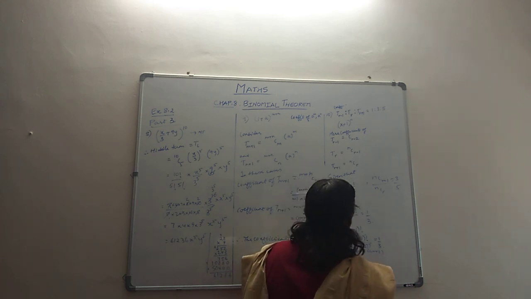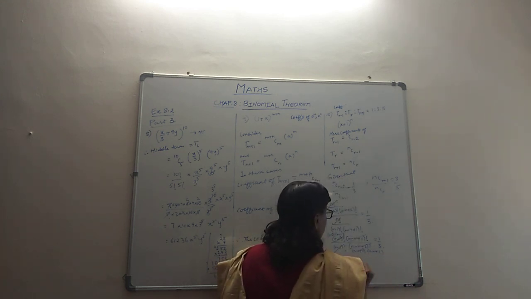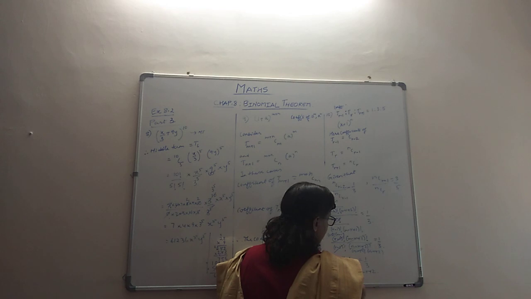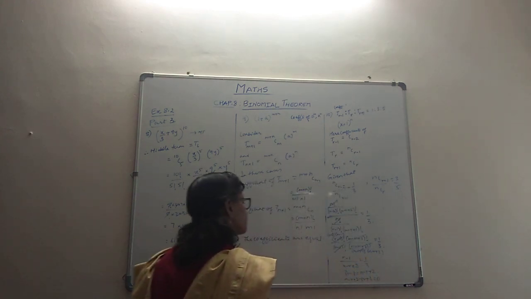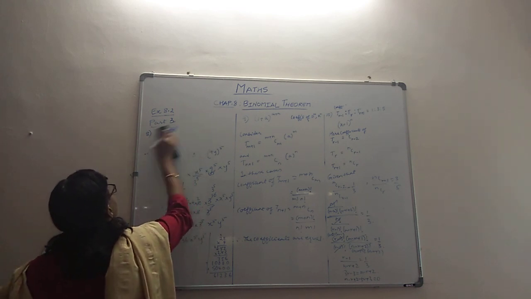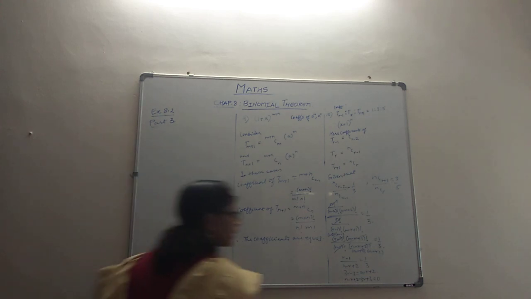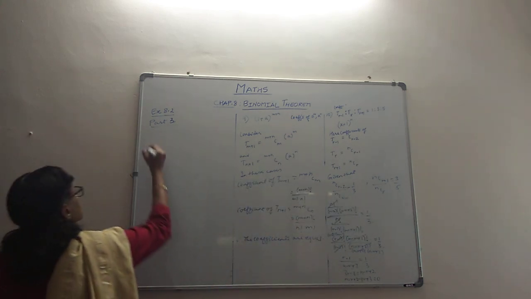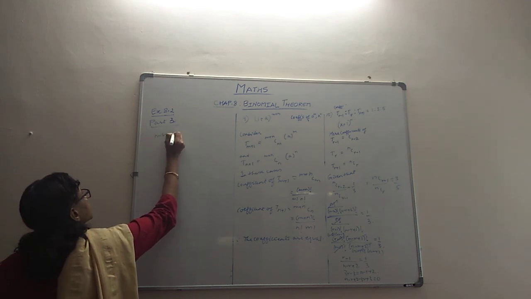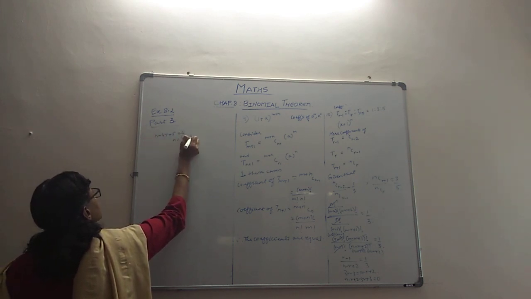So we will have (r-1) by (n-r+2) equal to 1 by 3. On solving, 3r minus 3 equals n minus r plus 2. Bringing everything to one side, n minus r plus 2 minus 3r plus 3 equals 0. This comes to n minus 4r plus 5 equal to 0, or n is equal to 4r minus 5.